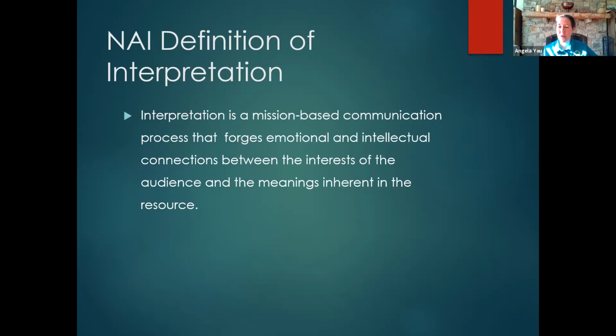It's a communication process. So a process means that it isn't one way. It's a back and forth with your audience. You're really getting to interact with them. You're drawing from their experience and their interest, and you're helping to engage them in the process. Then we're creating both emotional and intellectual connections. So we're aiming to touch both hearts and minds.